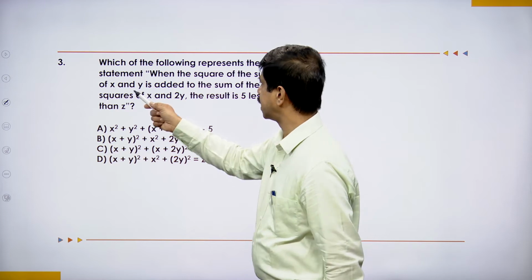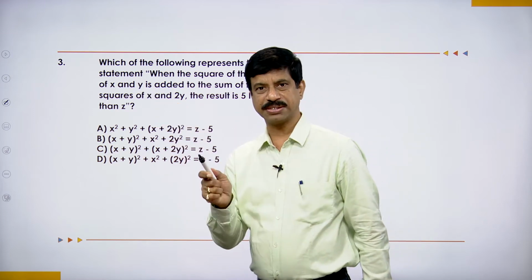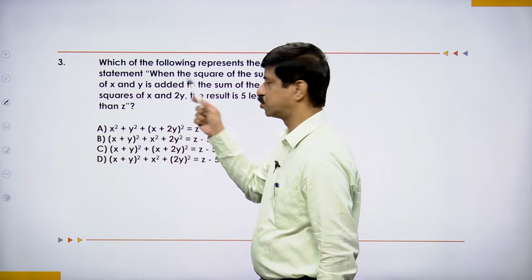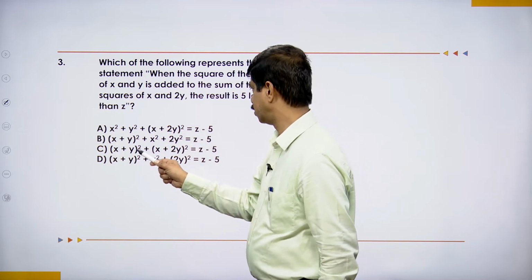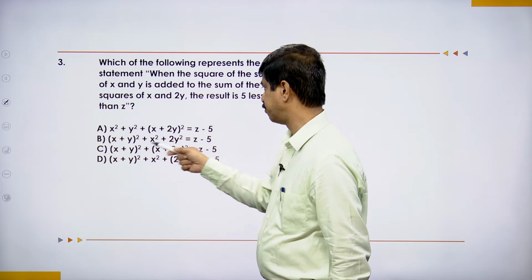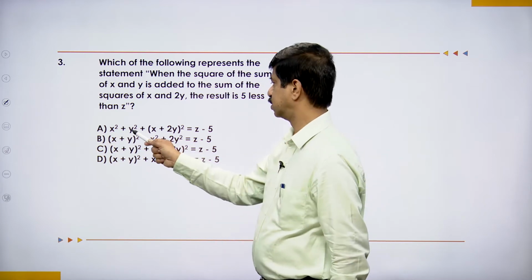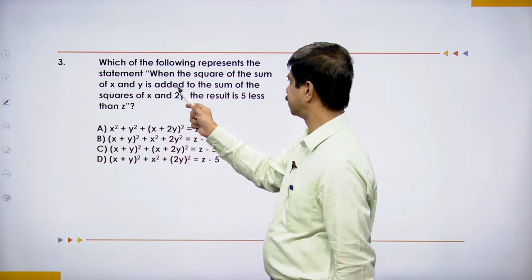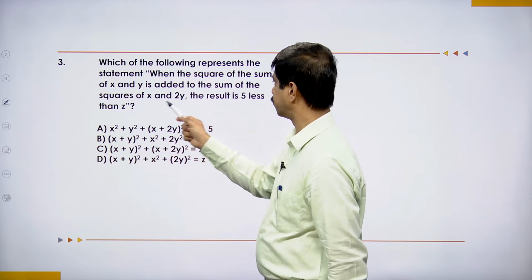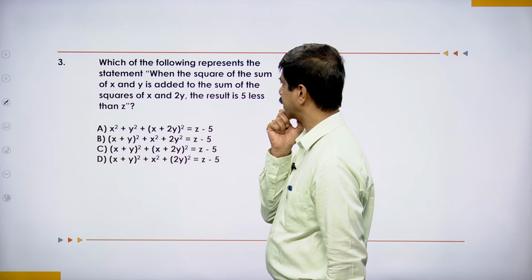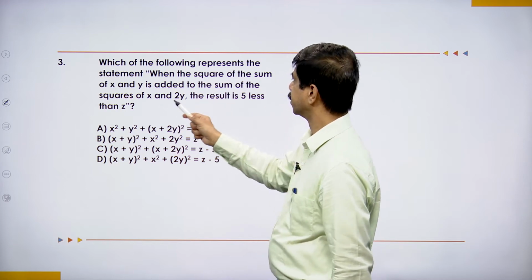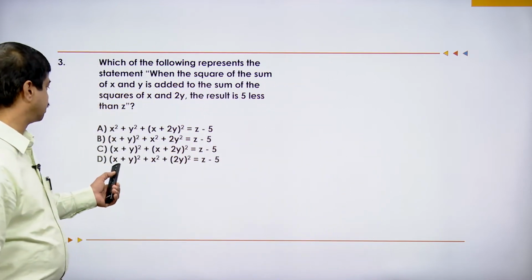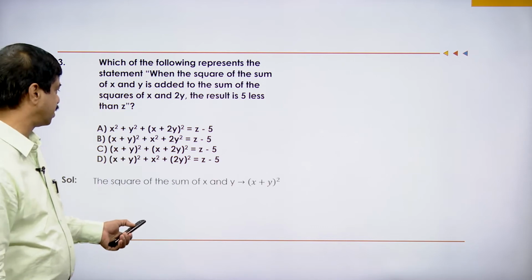Sum of the squares of x and y means sum means plus, squares means x square and y square. That means x square plus y square. Of course these are all simplified forms, so I need to check whether it is that case. This is directly in the form of x square plus y square. Sum of the squares of x and 2y means x square plus 2y whole square. So we have to check which one of those satisfies these conditions.